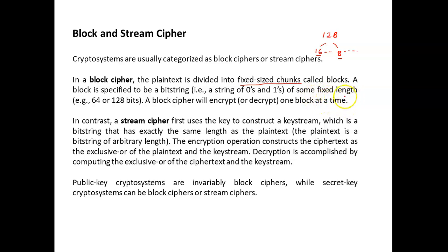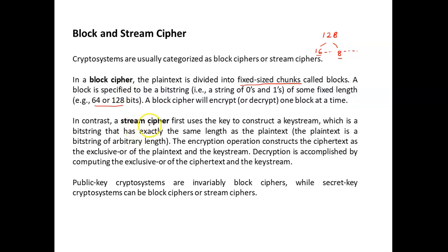So it's a fixed size. Sometimes it is more than that, 64 bits or 128 bits at a time. So if the plain text is very large, then we make blocks of 128 bits and convert that many bits or elements directly into the ciphertext, that is known as the block cipher.